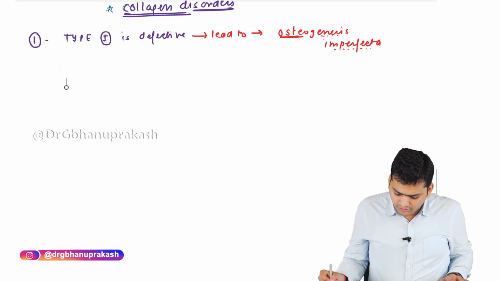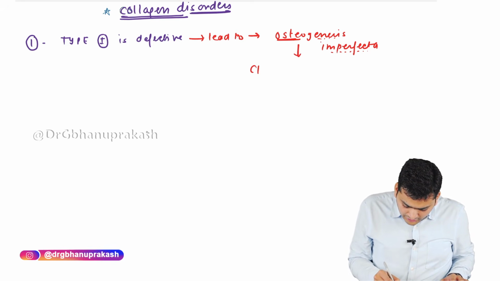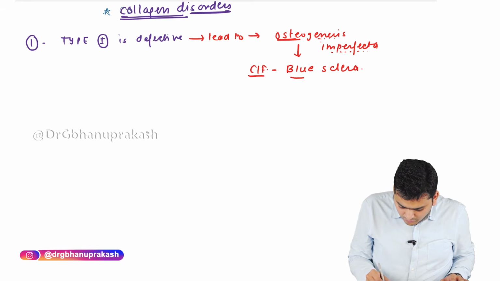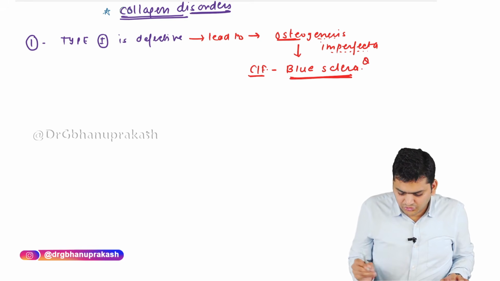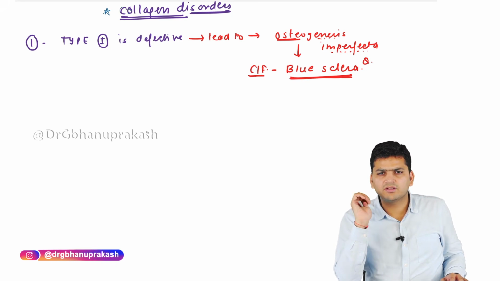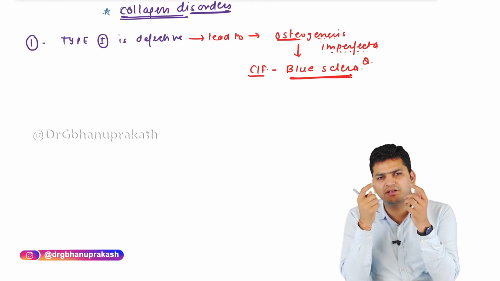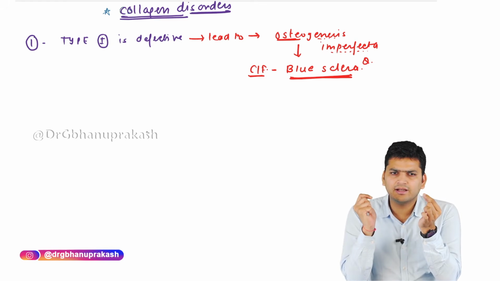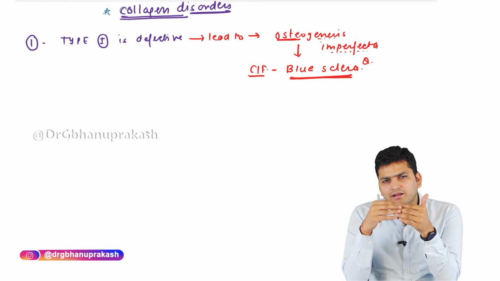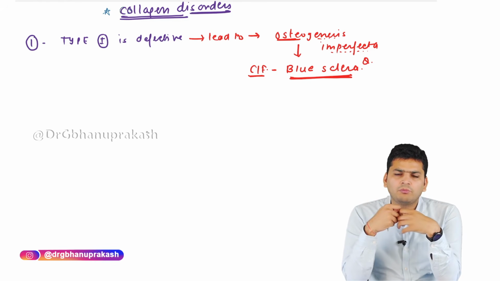What are the points to be remembered for osteogenesis imperfecta? If we talk about the clinical feature, these children will have something called blue sclera. Now what is the meaning of blue sclera? See, normally this white part of the eye is called sclera. But in these patients of osteogenesis imperfecta, the sclera is very thin. So behind the sclera, we have the veins, and these veins are visible from the outside, right?